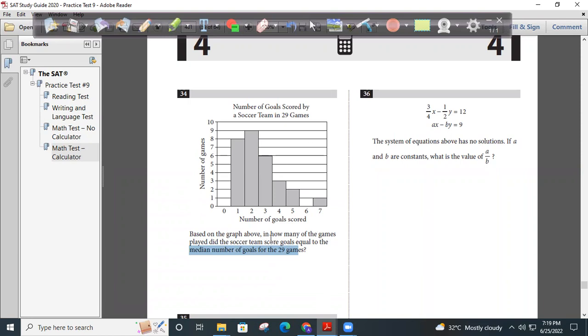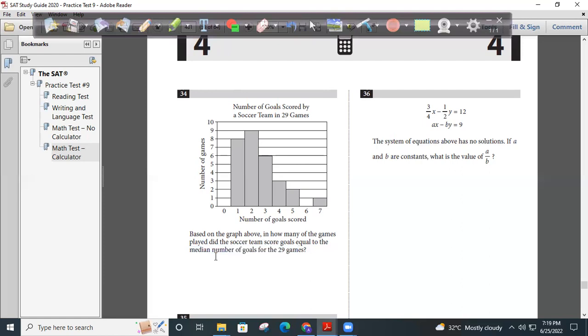Based on the graph, in how many of the games played, he's asking for the y-axis only, the number of games. 9 can be correct, I don't know what is the answer or what is not the answer. Might be correct. I did not read the question properly. I'm extremely sorry. Now I need to read what exactly they're asking me to find.